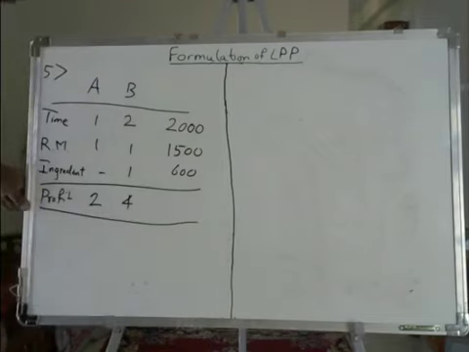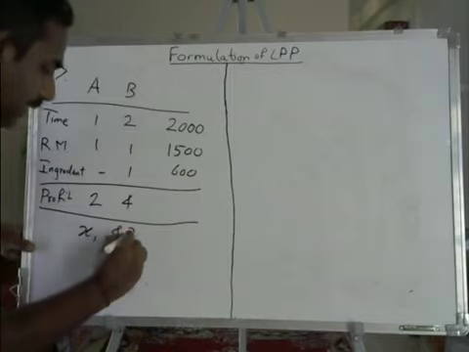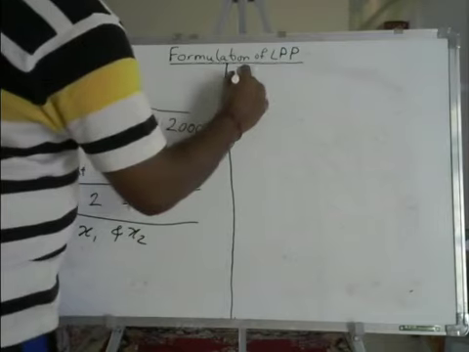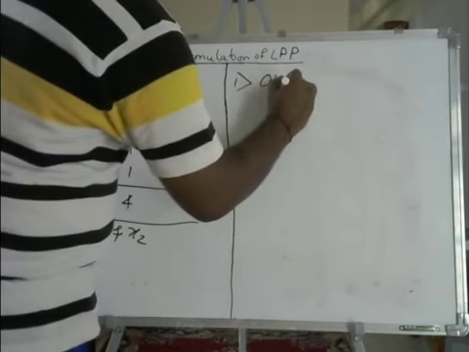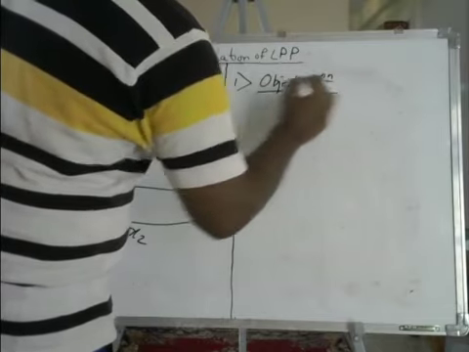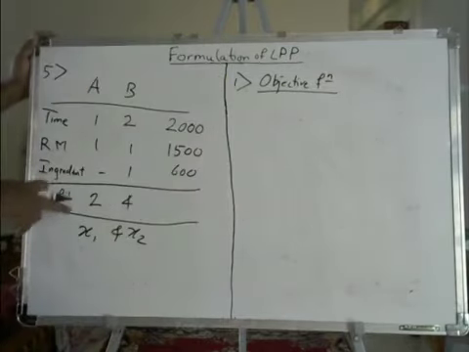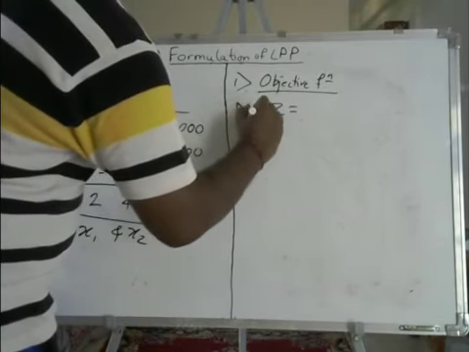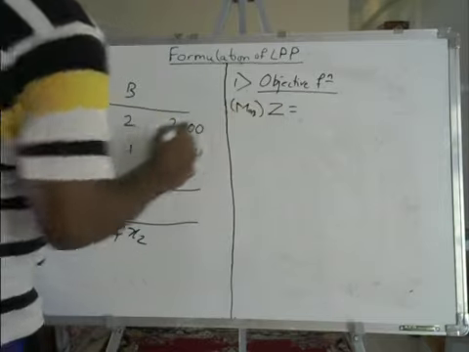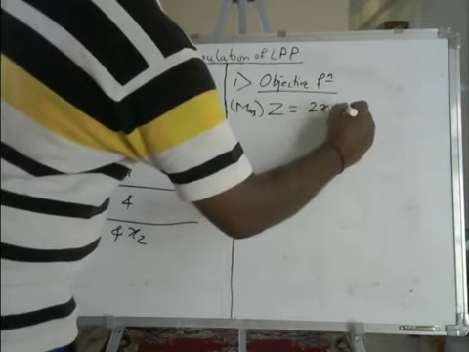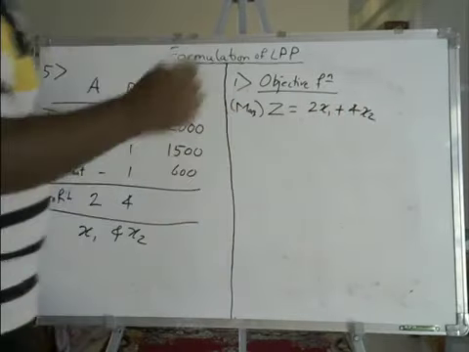Now this is the interpretation of the problem. Let x1 and x2 be the number of products of A and B respectively. The first one is the objective function. We are trying to maximize the profit, of course, because it's a profit problem. The objective function is Z equals 2x1 plus 4x2.